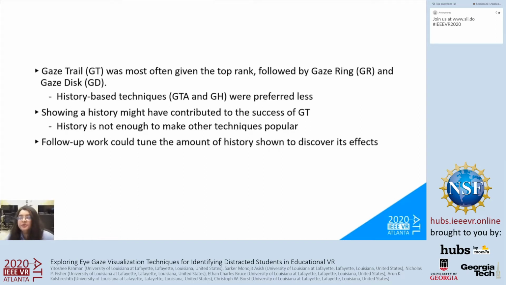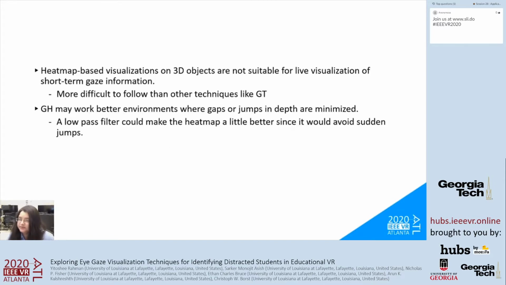Showing a history might have contributed to the success of gaze trail, but we think history is not enough, as history-based techniques, gaze trail with arrows and gaze heat maps, were not preferred as much. Follow-up work could tune the amount of history shown to discover its effects. From our results, heat map-based visualization on 3D objects is not suitable for live visualization of short-term gaze information.